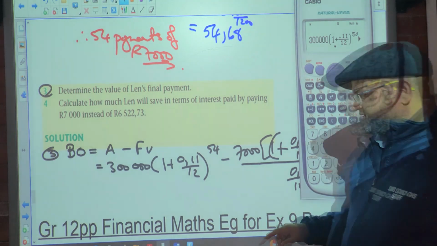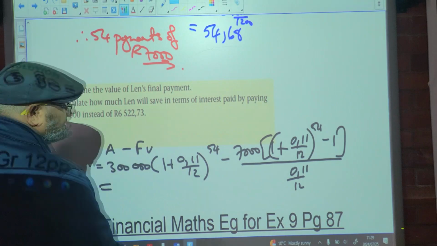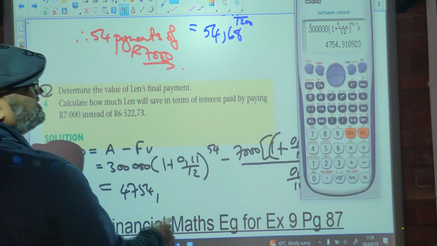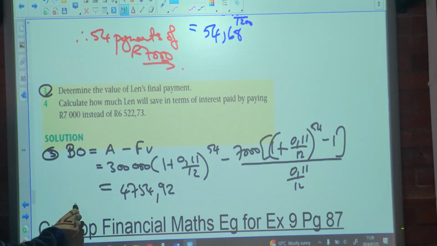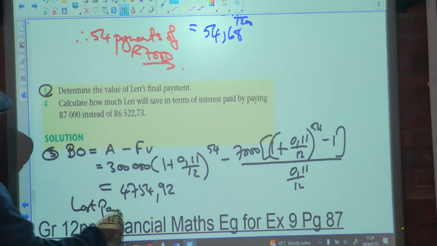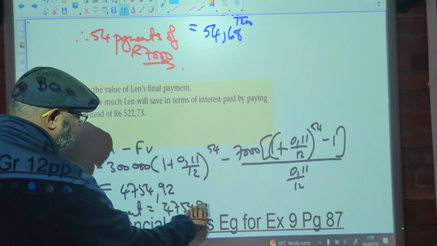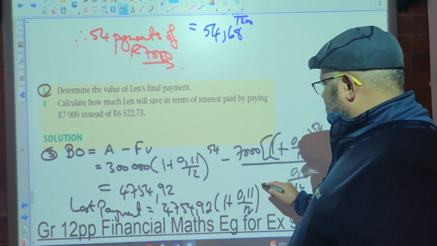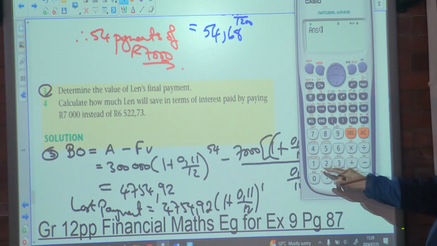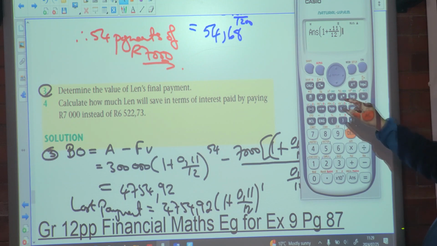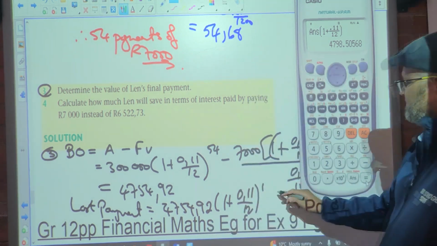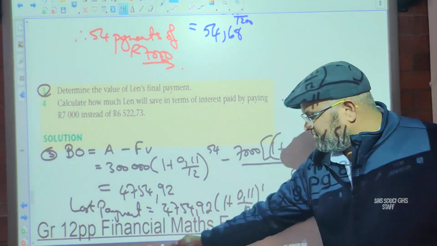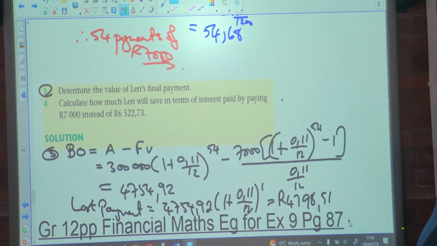4,798.55? Yes. Oh, I see, okay. No, this is the balance, listen. This is the balance after the 54th payment. So it's 4,754.92. That is the balance. Then what happens to that? It's going to draw an interest for 1 month. Not so. So the last installment or payment will be 4,754.92 into 1 plus I, which is 0.11 over 12 to the exponent 1. So that's answer into 1 plus 0.11 over 12 to the exponent 1. Is that the answer? Yes, sir. So 4,798.51. Okay. Is that the answer, no?